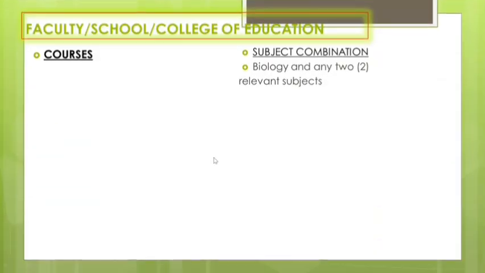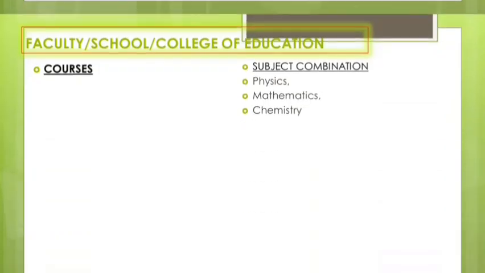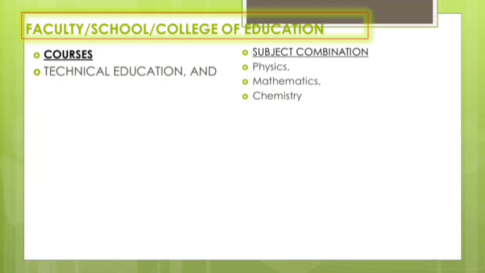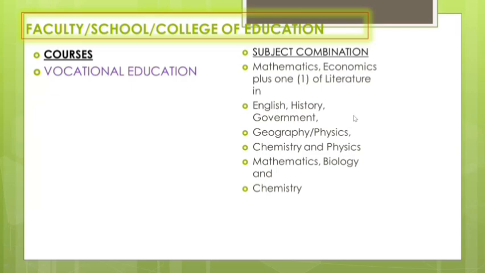For candidates applying for human kinetic and health education, human physical and health education, and human kinetic and sports science, you are to sit for biology and any other two relevant subjects in addition to English language. Are you a candidate applying for technical education and technology and vocational education? You are to sit for physics, mathematics, and chemistry in addition to English language.